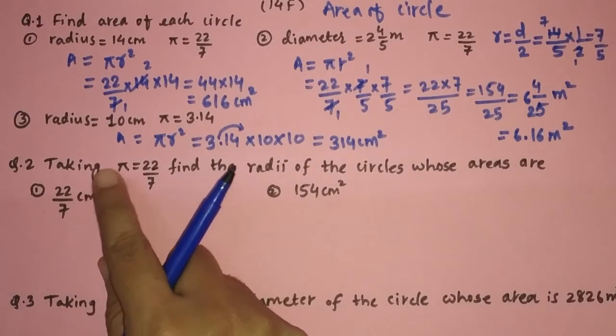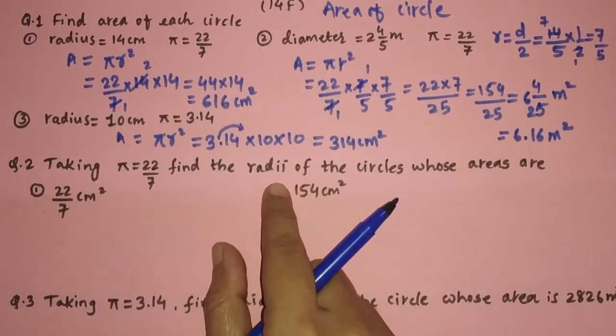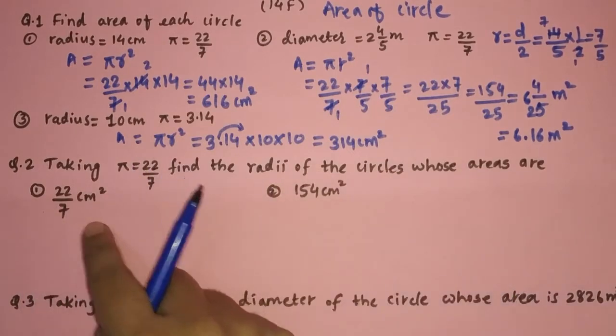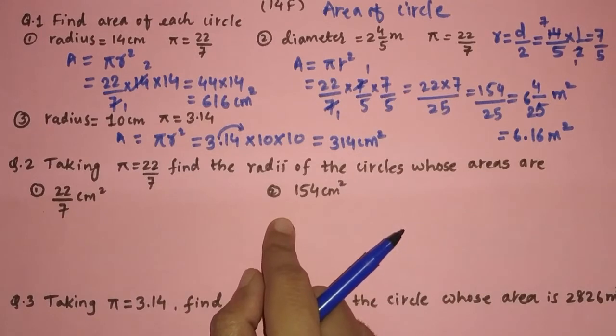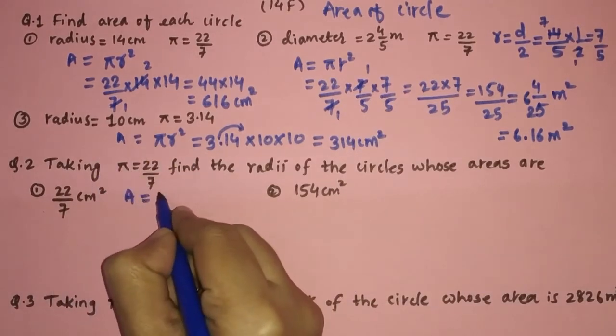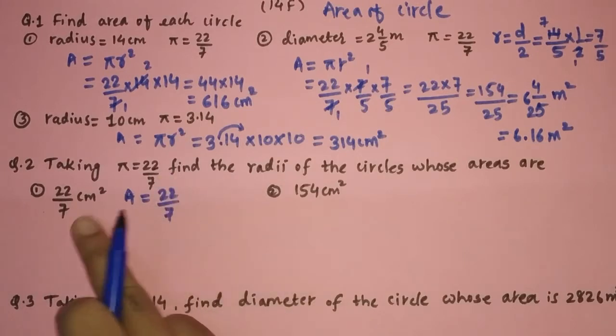Now question number 2 is, taking pi 22 upon 7, find the radii. Radii is nothing but plural of radius, of the circles whose areas are given. So friends, now area is given and we have to find out radius. So here area is equal to 22 upon 7. It is a given data.